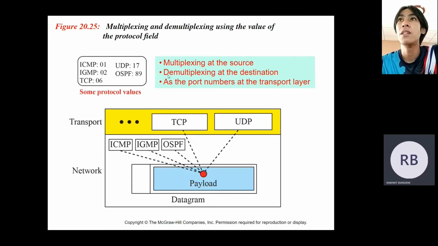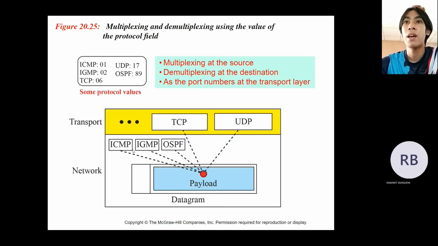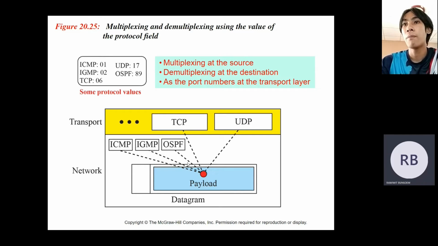Multiplexing at the source, demultiplexing at the destination, using the port number at the transport layer. At the transport layer we have TCP and UDP, added to the payload. At the network layer we have ICMP, IGMP, OSPF. The payload is carried in a datagram.